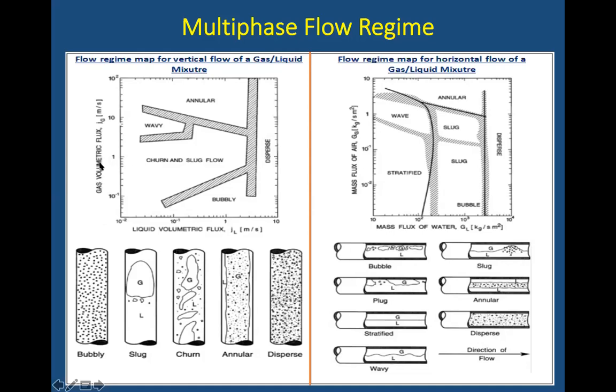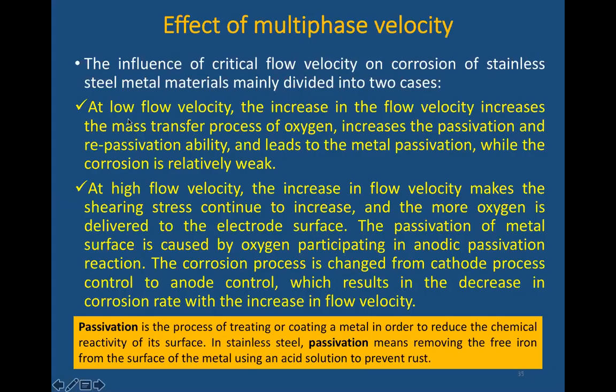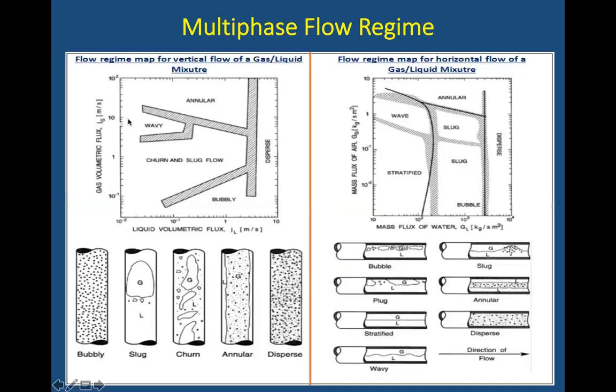I mean, gas volumetric flux is also high and liquid volumetric flux is also high. In case of dispersed, liquid volumetric flux is very high, but gas volumetric flux is medium. In case of annular, liquid volumetric flux is medium and gas volumetric flux is very high. So in this case, you can see that this is a bubble flow, this is a slug flow, this is a churn flow, annular flow, and dispersed flow.